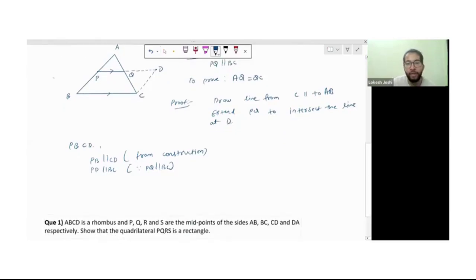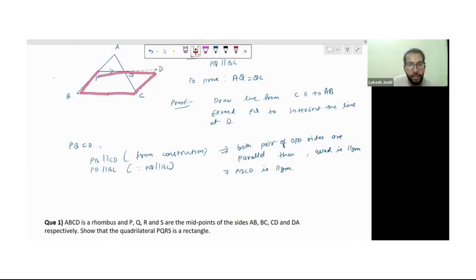Now, if in any quadrilateral we have both pairs of opposite sides parallel, then we can say the given quadrilateral is a parallelogram. Okay, it's the property. So we can say PBCD is a parallelogram.